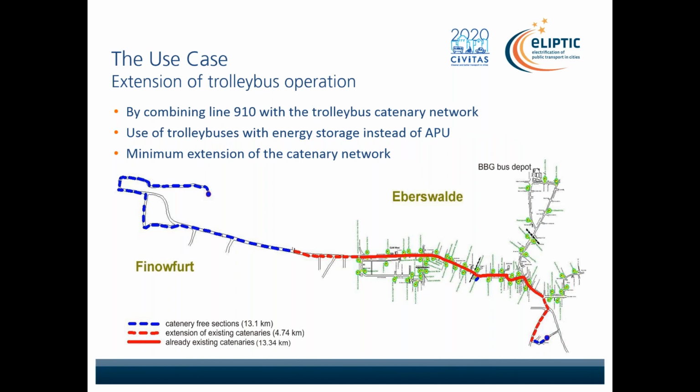The idea about the combination of line 910 with the existing trolleybus catenary network was to use the existing catenary network and do as little extension as possible. And of course, this requires the utilization of trolleybuses with an energy storage instead of an autonomous power unit.